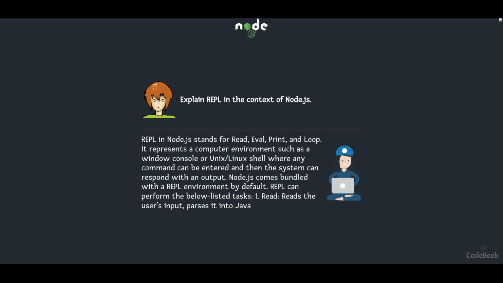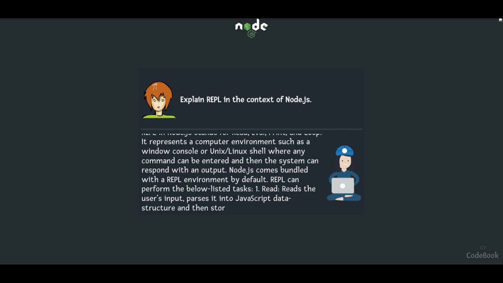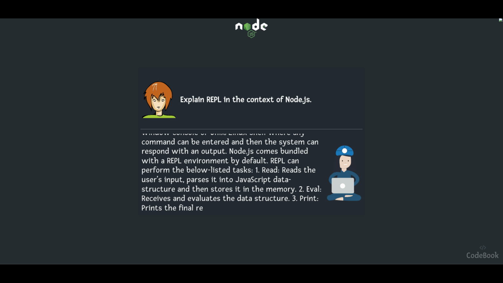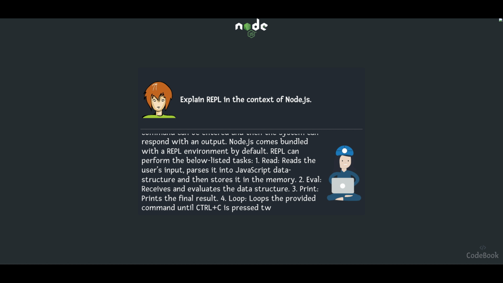1. Read: reads the user's input, parses it into a JavaScript data structure and then stores it in memory. 2. Eval: receives and evaluates the data structure. 3. Print: prints the final result. 4. Loop: loops the provided command until Ctrl+C is pressed twice.